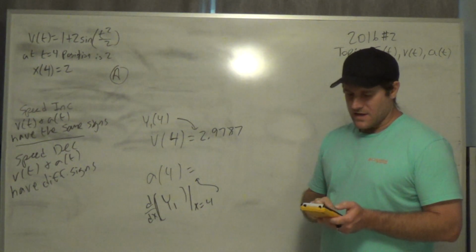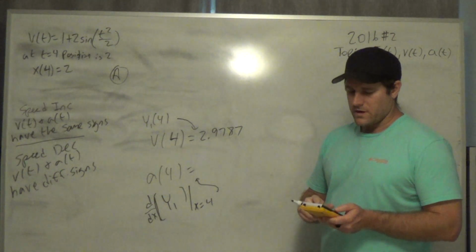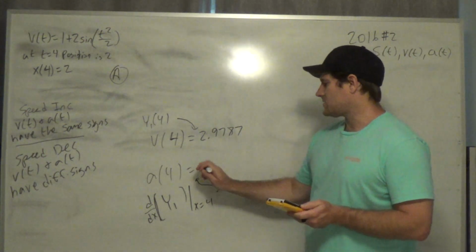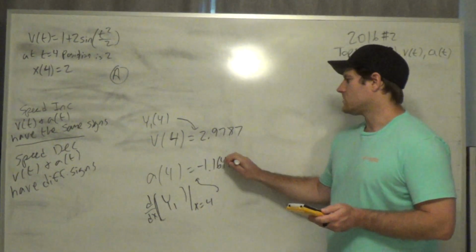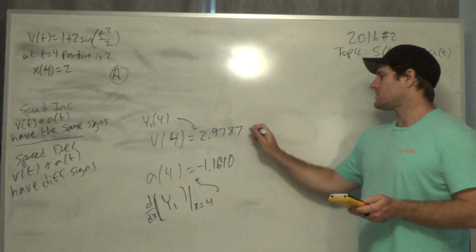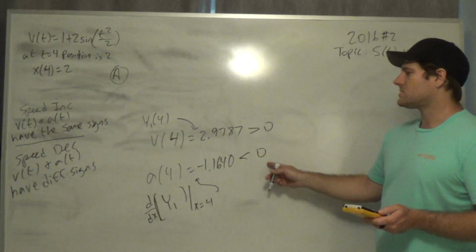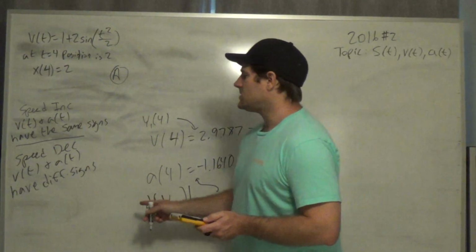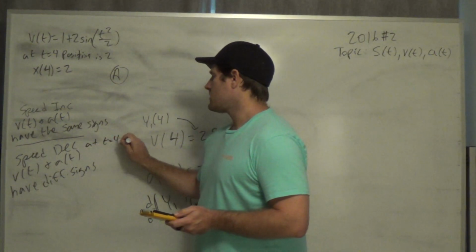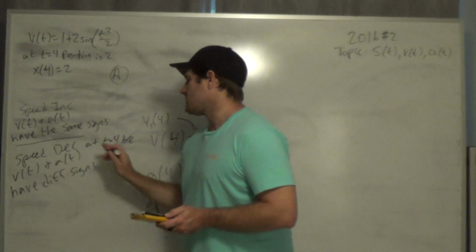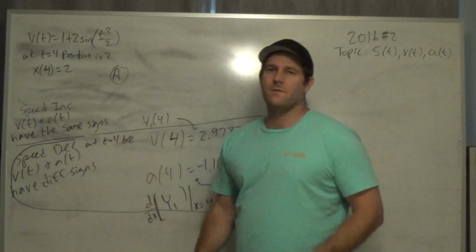So I'm going to hit math 8, take the derivative of what's in y1, alpha trace, what's in y1 at time 4, and I get the acceleration is negative 1.1640. Velocity was positive, greater than 0, acceleration is negative, less than 0. So if the velocity and acceleration have different signs, speed is decreasing. So I'm going to say speed is decreasing at time equals 4 because velocity and acceleration have different signs. And all this together is my answer for part A.